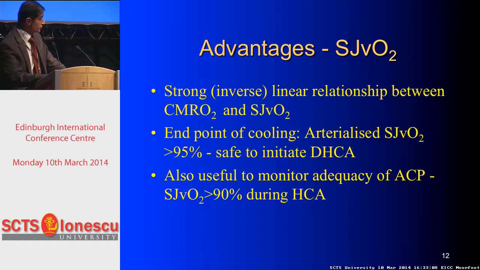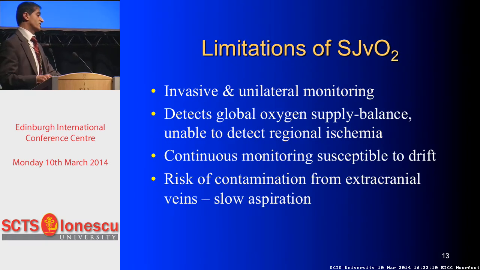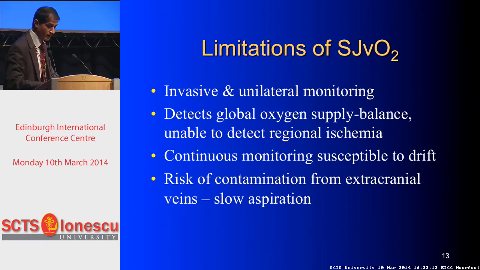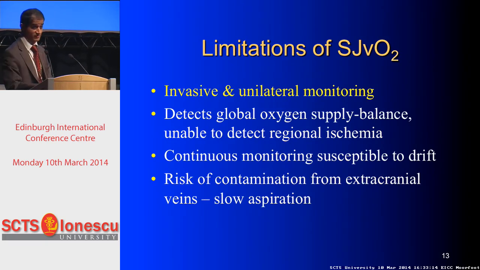So moving on to limitations of jugular venous oxygen monitoring. The first is that it is invasive, as you would expect, and it only allows for unilateral monitoring. You can only monitor one side. You don't know what's happening to the other side of the brain. It only detects global oxygen supply balance, and it'll not pick up any regional ischemic events.